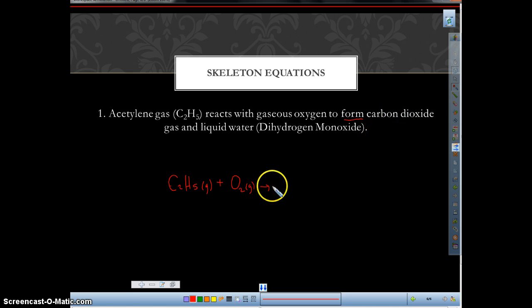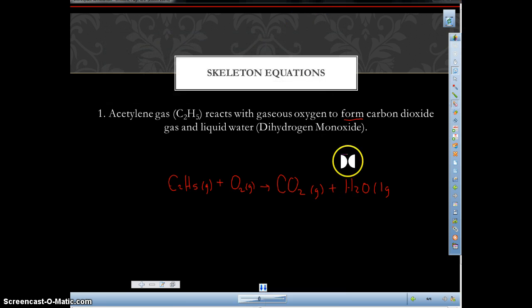Okay, so now we're forming carbon dioxide. Carbon is a C, oxygen is an O, and it said dioxide. Di means 2, so I have O2, CO2. This was a gas. Plus liquid water. Water is H2O, or the formal name dihydrogen monoxide. And then I put behind that a liquid, obviously, for water. So that would be my skeleton equation.